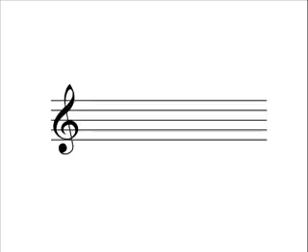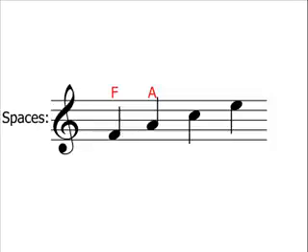The first thing to recognise is that notes can either sit in a space, that's the space between 2 lines, like the 2 lines I've highlighted here, like this, or notes are attached to a line, like this. Let's look at the notes in the spaces first. In the first space at the bottom is F, the next space up is A, the next space up is C, and the final space is E. Notes in the spaces helpfully spell out the word face.